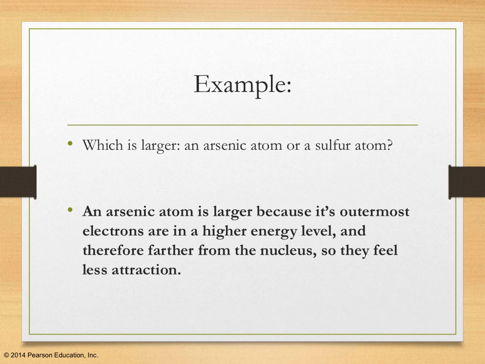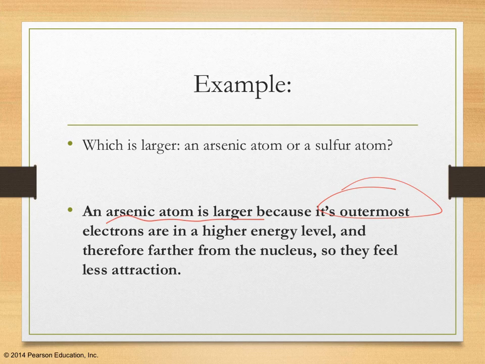Here's the answer, and here's also a tip. This is really important. First of all, arsenic is larger. It's farther down. It's in a lower period on the periodic table than sulfur. And because of that, its outermost electrons are in a higher energy level, which of course is farther away from the nucleus. So here's the important thing.